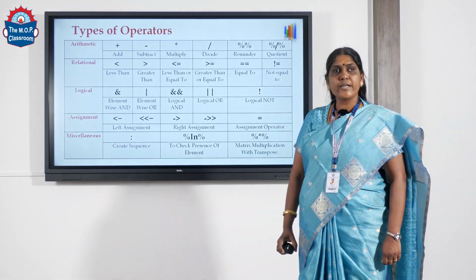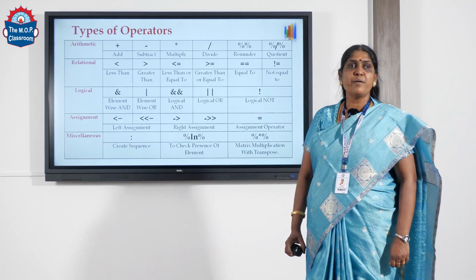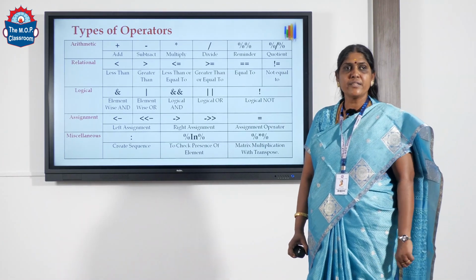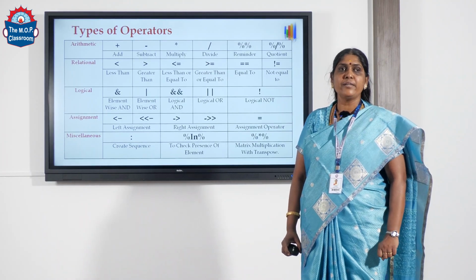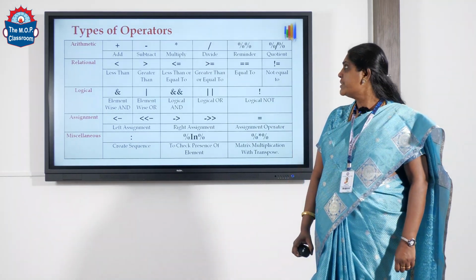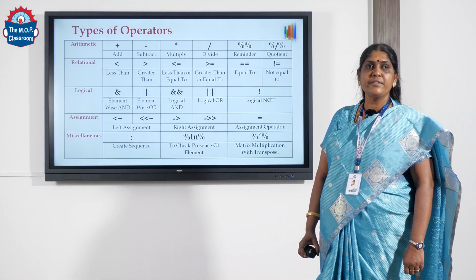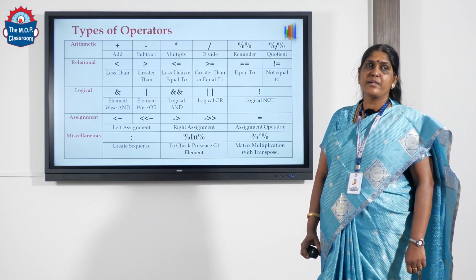Next we have the relational operators. The relational operators are less than, greater than, less than or equal to, greater than or equal to and not equal to. Equal to is written with double equal symbol and not equal to is written with exclamation mark followed by equal to.